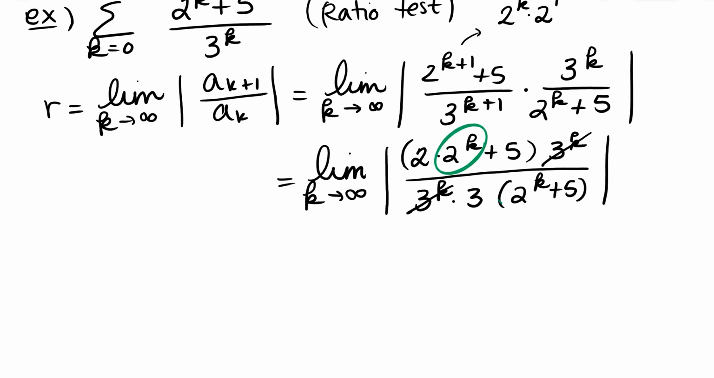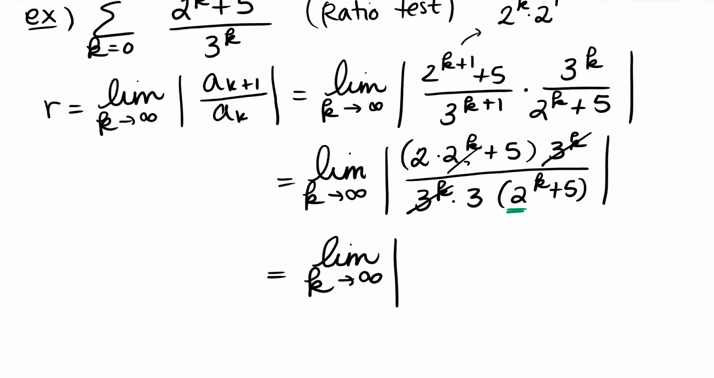These are the terms that are really driving what's happening. So I'm going to divide every single term by that 2 to the k, because that's the biggest term in the denominator. Remember, when you divide, you don't distribute across multiplication, but you do distribute across addition.